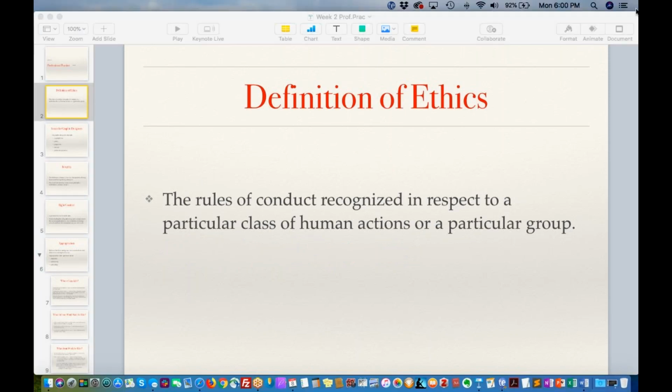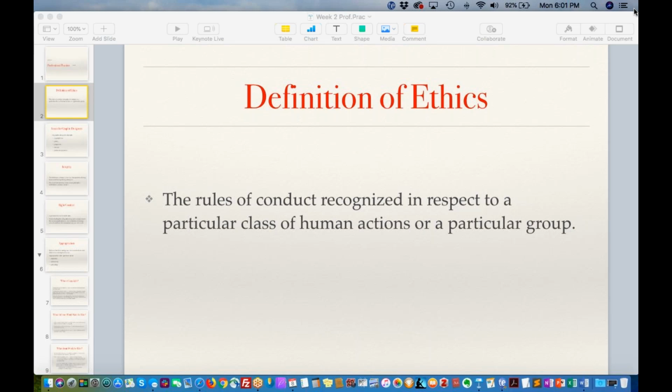But first, I want to talk a little bit about ethics and give you a definition. I always like to define words. I think understanding a term can help you understand the concept more. So anytime you stumble over something, I'm always looking up words. So the definition of ethics is simply the rules of conduct recognized in respect to a particular class of human actions or a particular group. In this case, it's in regards to being a media designer.